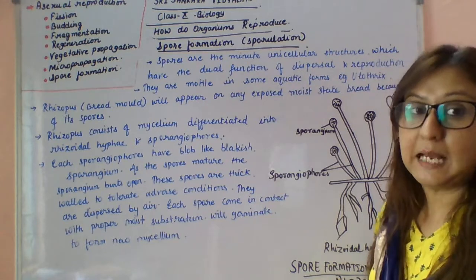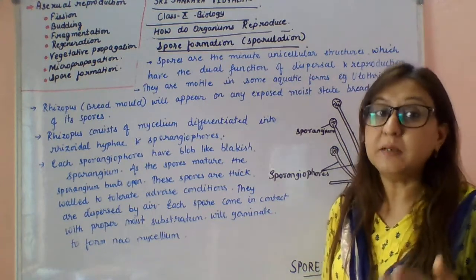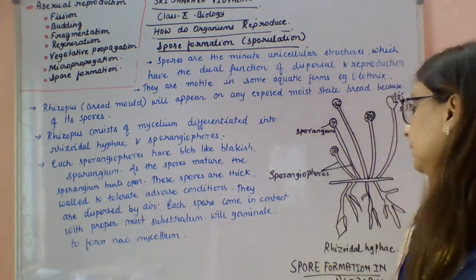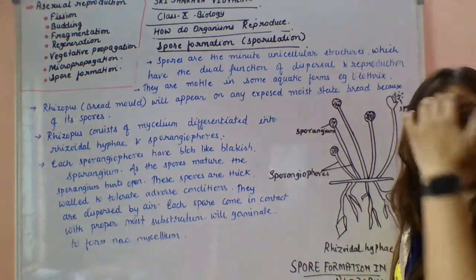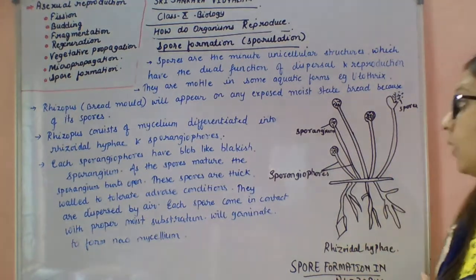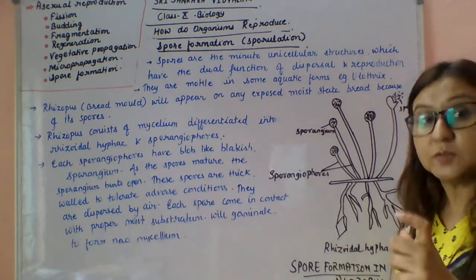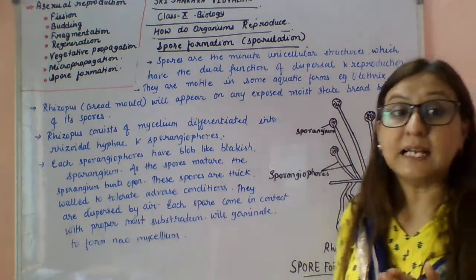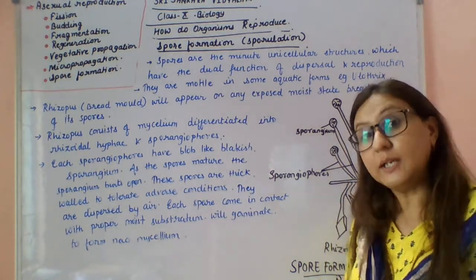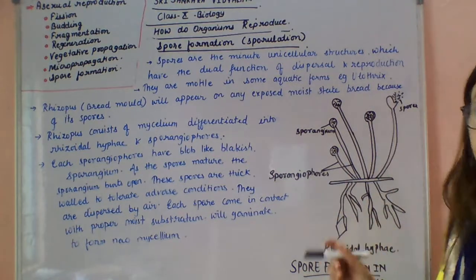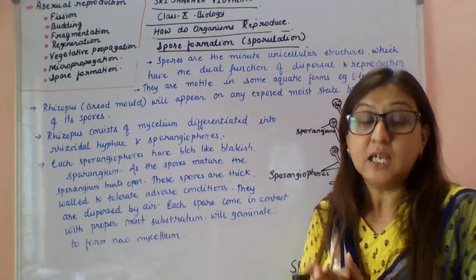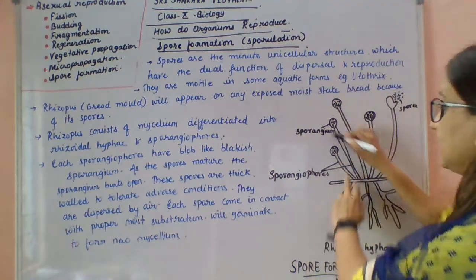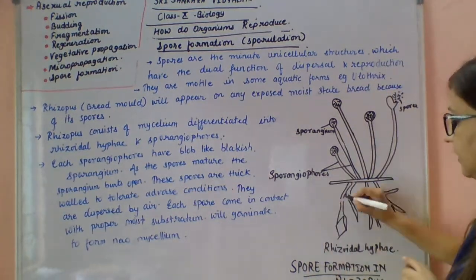Now we will see the example, that is Rhizopus, the bread mold. This is the structure of Rhizopus, or you can say the bread mold. It will appear on bread when the bread is exposed to moist conditions, because of its spores. Rhizopus consists of mycelium. Mycelium is differentiated to form hyphae. Hyphae are thread-like structures.